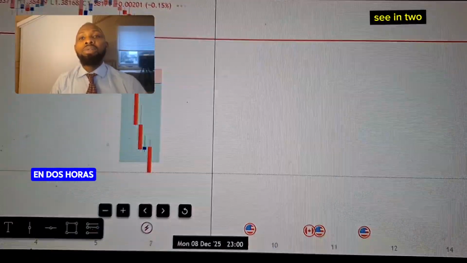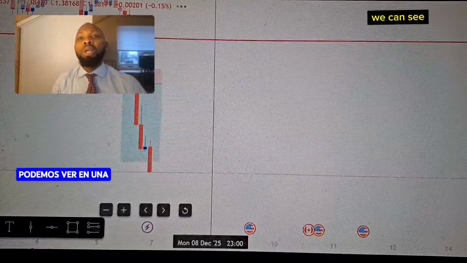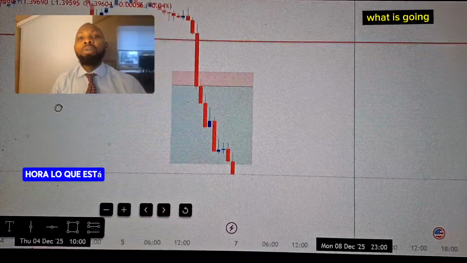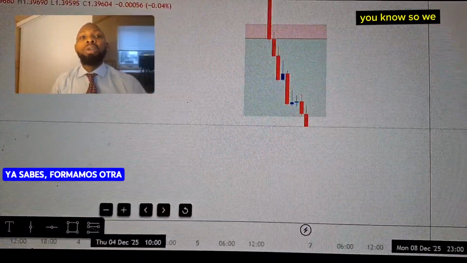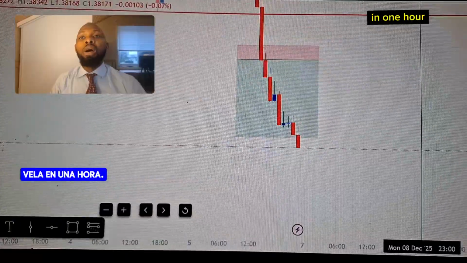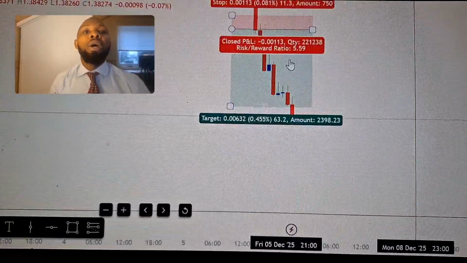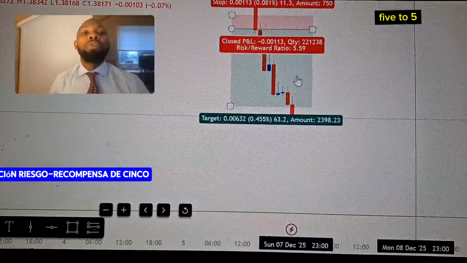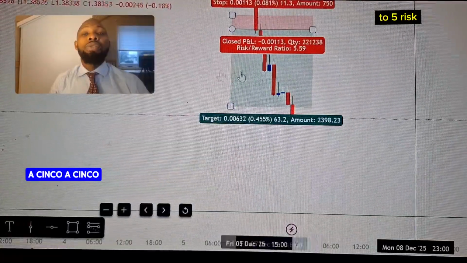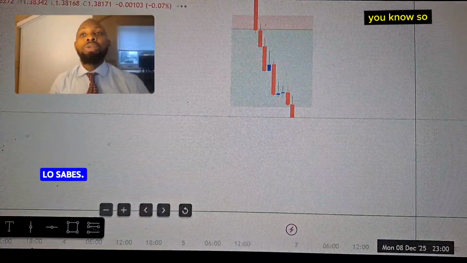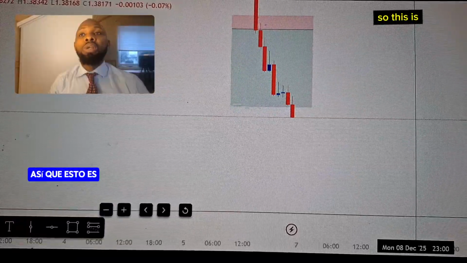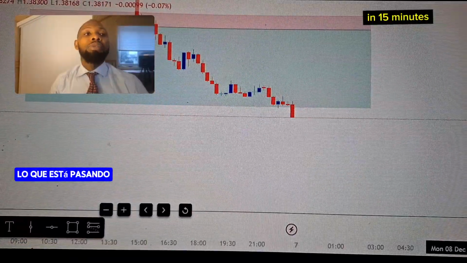You can see in 2 hours what happened. We can see in 1 hour what is going on here. So we form another candle in 1 hour, and then this is my stop loss. So guys, this is a 1 to 5 risk reward ratio. So you see, this is actually what's happening in 15 minutes, guys.